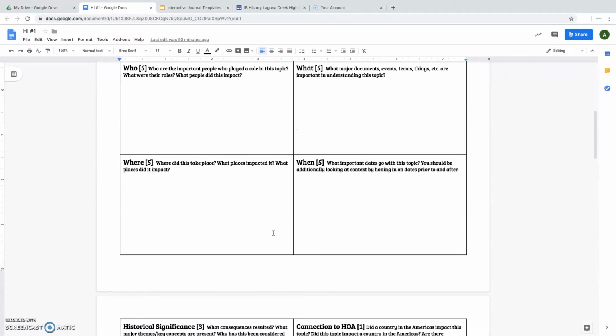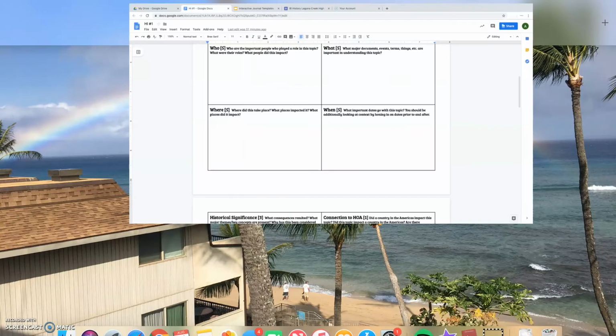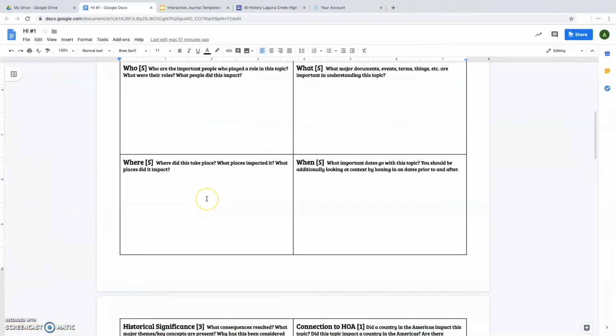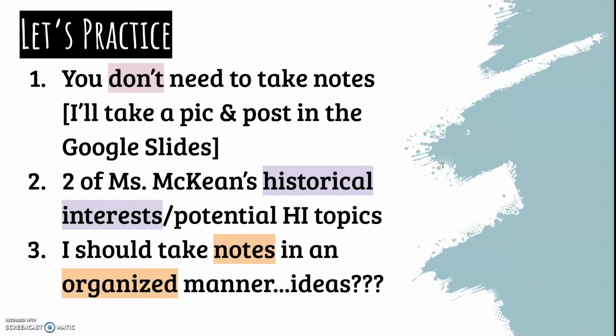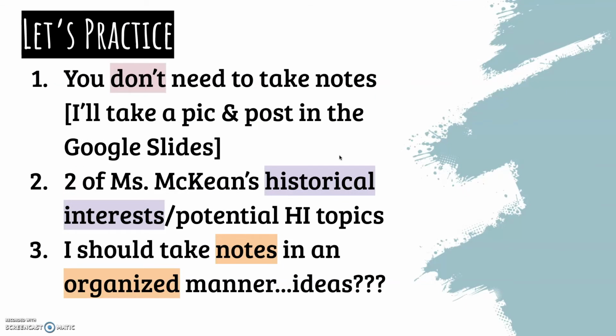So you can see on HI number 1, I've already set that up for you. You need to have at least 5 for who, what, where, when. Whoops. 3 for historical significance. And then also I've added connection to HOA to try to get us to find something that does connect. You don't want to force it, but we do want to keep that in mind since the big, ultimate goal of this class is to pass the exam, and we want to increase our breadth of knowledge on history of the Americas.